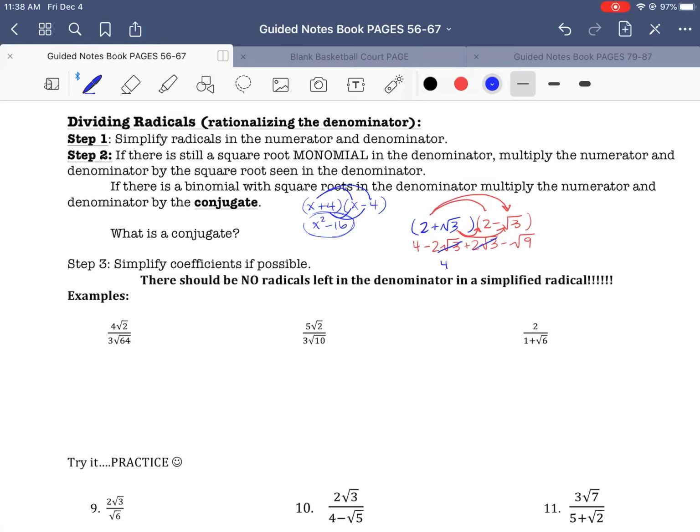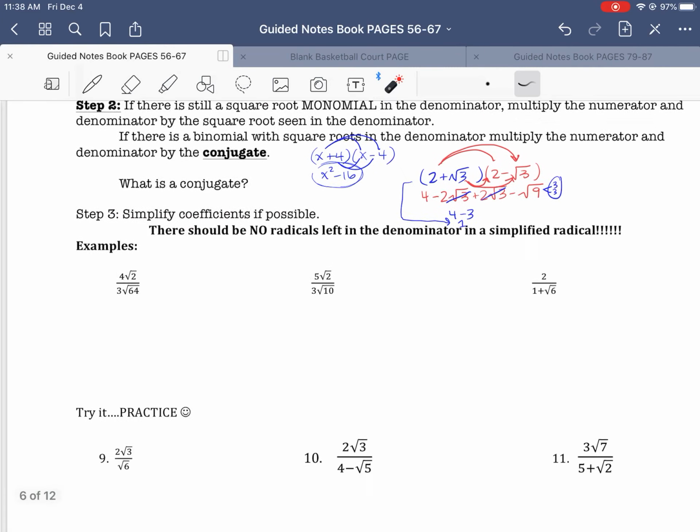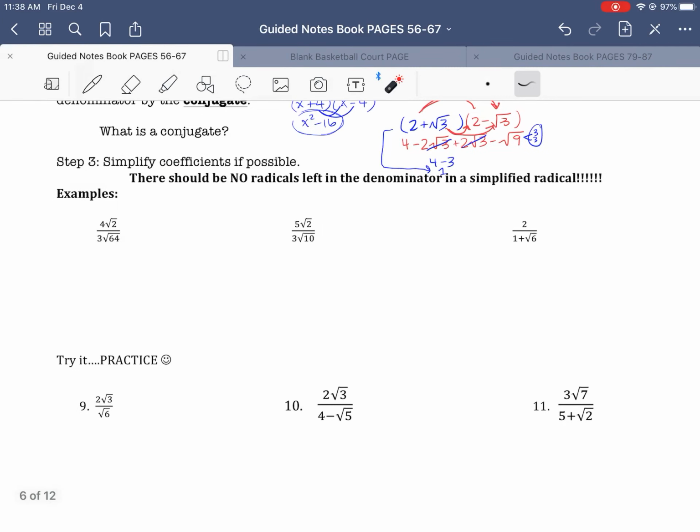And then you have that 4 out front, and notice that the square root of 9 is just 3. So you really have 4 minus 3, which simplifies all the way to a 1. So the conjugate allows us to take a radical term and turn it into an integer value. Okay, and then if you can, you just simplify everything as much as possible. So let's look at a couple of these. The goal, again, is to get no radicals left in the denominator, and everything else is as simplified as possible.